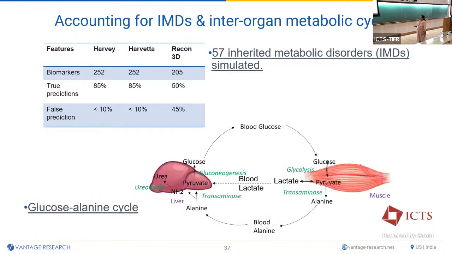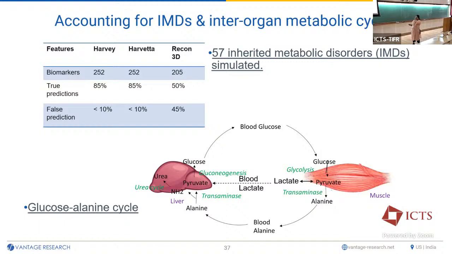Something else that was very fascinating for me, because when we talk about integrating so many different organ models all together, what we see within the human body is there are certain metabolic pathways that operate in close collaboration with other organs. A typical example is the Cori cycle, or the glucose-alanine cycle, that is done in collaboration with the liver and the skeletal muscle.